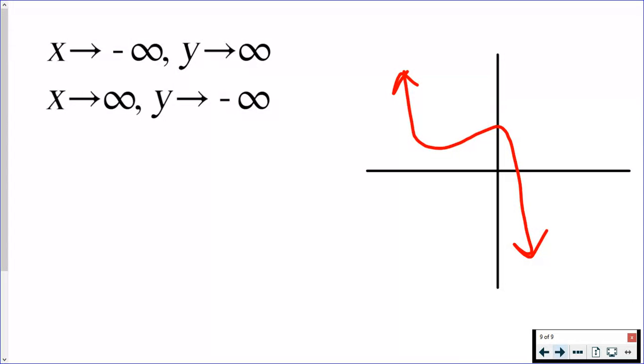So the last example would be a negative odd graph. Notice the left is facing up. So as x is approaching negative infinity, y is approaching positive infinity. The right is facing down. So as x is approaching positive infinity, y is approaching negative infinity.